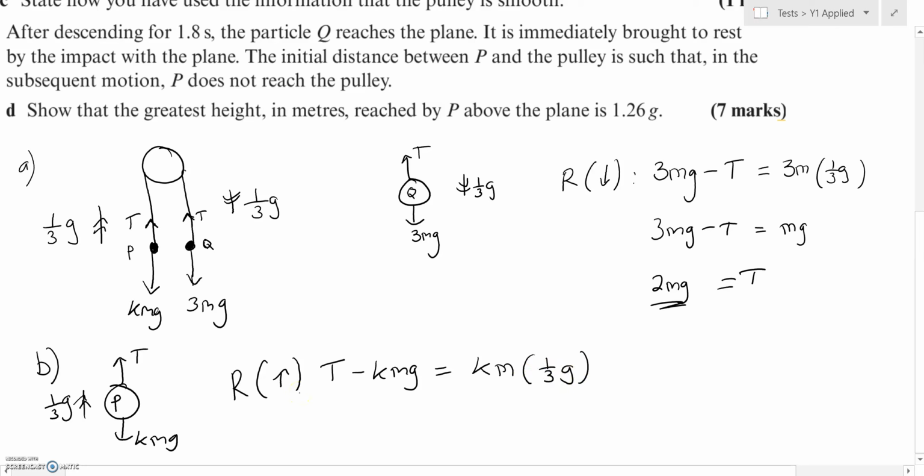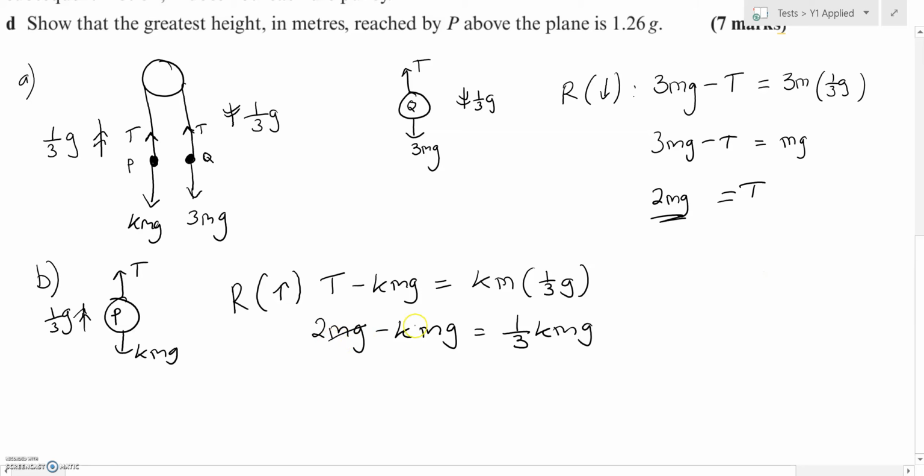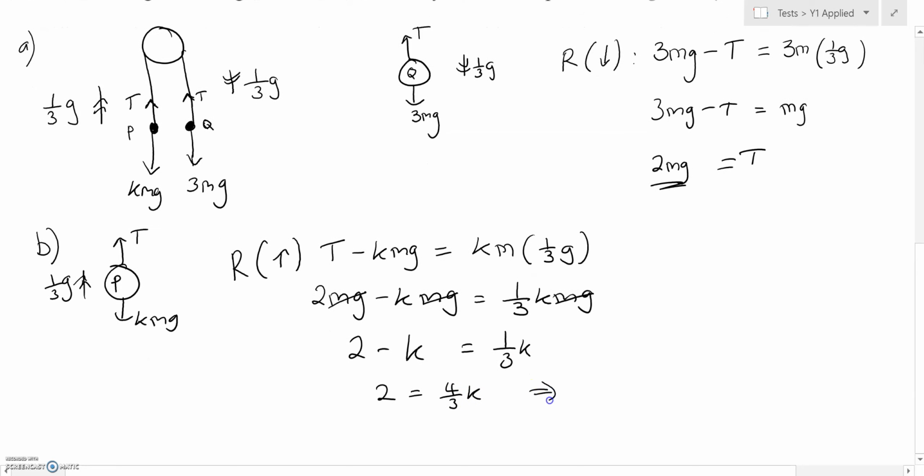And because we took upwards as positive and the acceleration is upwards, the acceleration is positive as well. Right, we can put in our 2mg for T. So 2mg minus kmg is equal to 1/3 kmg. Everything's got an m and a g in it, so we can cancel the mg's out. So 2 minus k equals 1/3 k. And so 2 is equal to, if I move the k over to the right hand side, 4/3 k, and so this implies that k is equal to 6/4, which is 3 over 2, which is 1.5, as we needed. So that's part B.